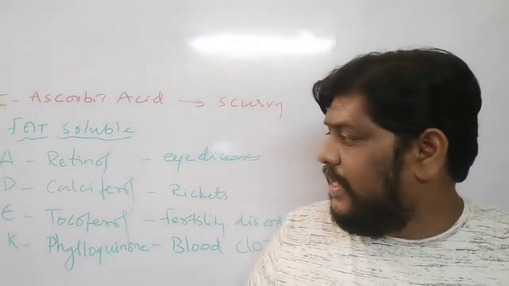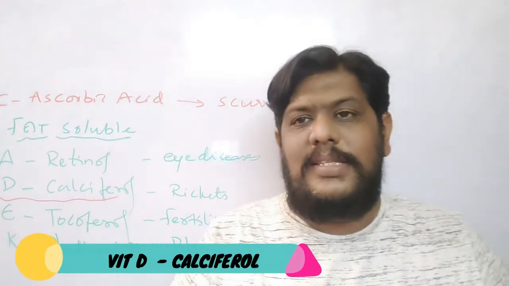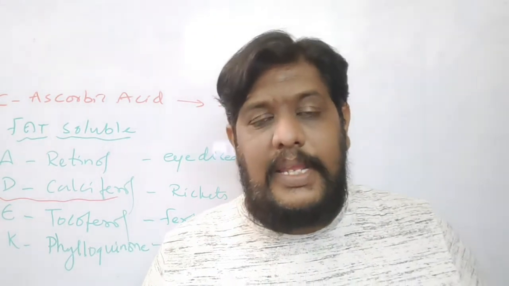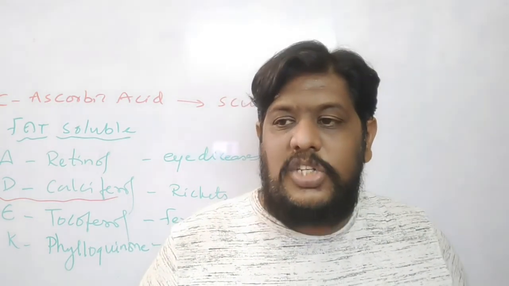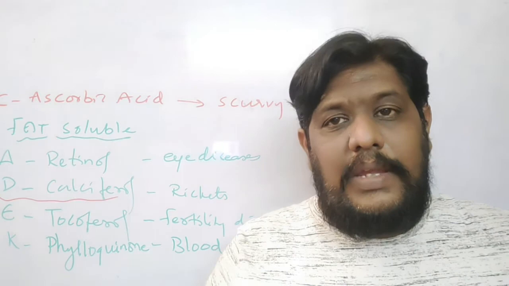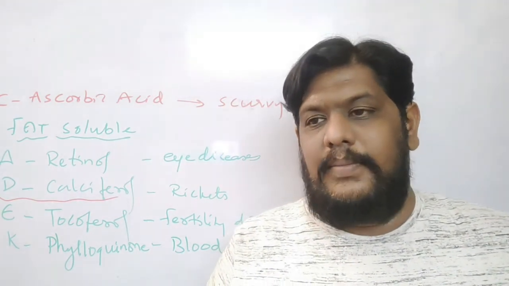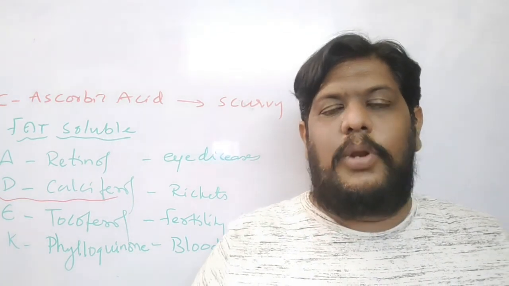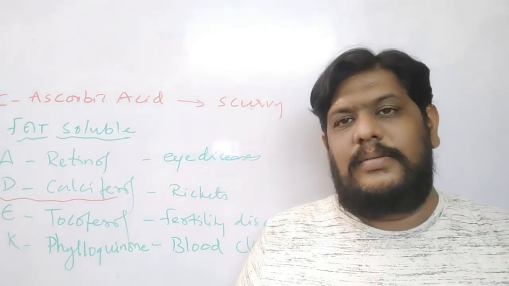So, the next one is calciferol. Vitamin D is also called calciferol. Vitamin D is present in liver, eggs, cod liver oil, and shark liver oil, and even if you go and stand in the morning sunrays, you'll get vitamin D. If you don't take vitamin D properly, the problem you get is called rickets.